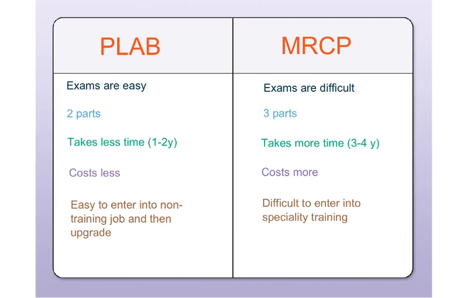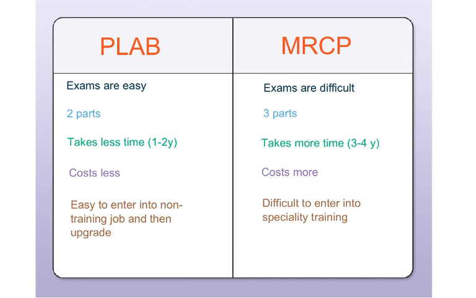PLAB has 2 parts, MRCP has 3 parts. PLAB takes less time, maximum 1 to 2 years. MRCP will take more time, minimum 3 to 4 years. PLAB exams cost less, MRCP cost more.